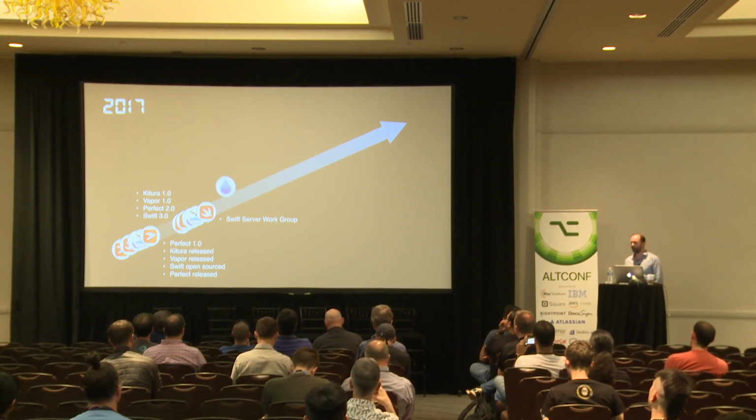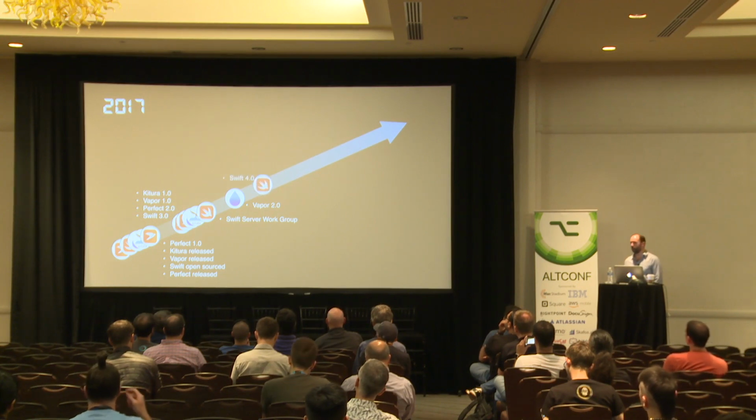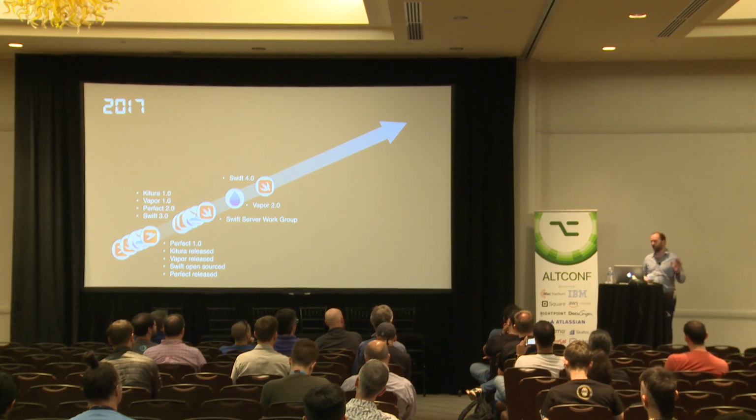Vapor, May the next year, released 2.0. Swift 4 came out then that September, and Swift 4 was when Codable arrived. And that was a huge, huge difference, right? Anyone that's ever had to work with JSON parsers in Swift absolutely hated it. So Codable made a huge difference because REST APIs are mostly all about parsing and dealing with JSON.